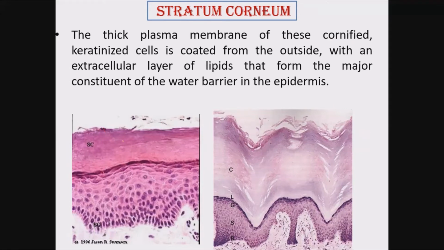Okay, and also the stratum corneum cells, outside the plasma membrane of these cornified cells of stratum corneum, the keratinized cells are coated from outside with an extracellular layer of lipids that form the major constituent of the water barrier in the epidermis. So there are these few factors which lead to formation of the water barrier. Therefore, anything cannot just get absorbed in our body. So this is like a barrier.